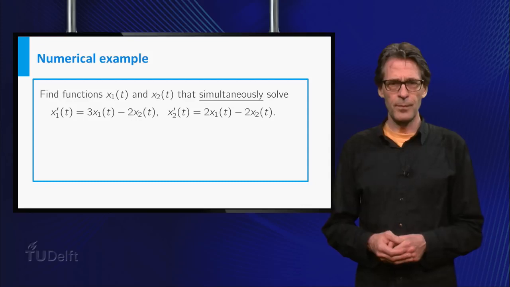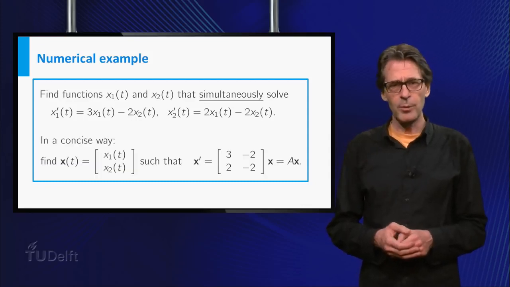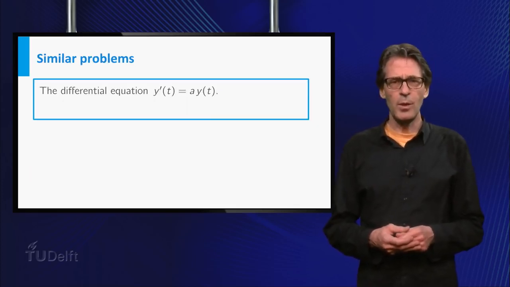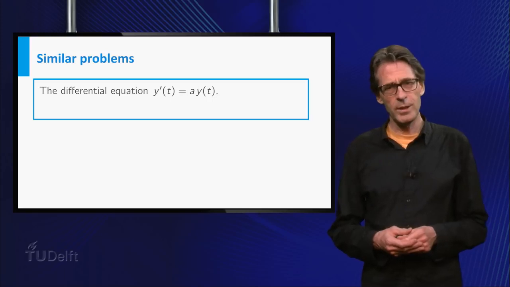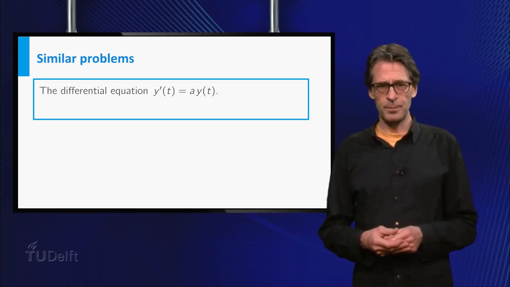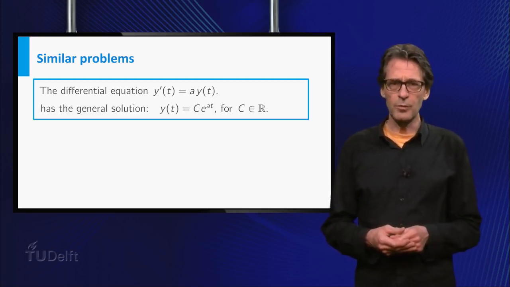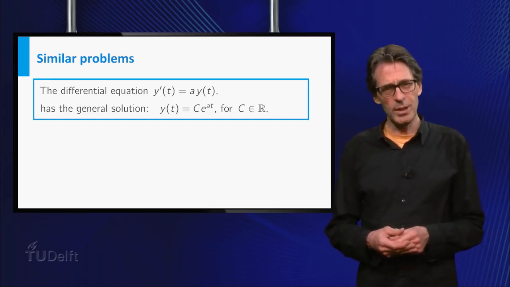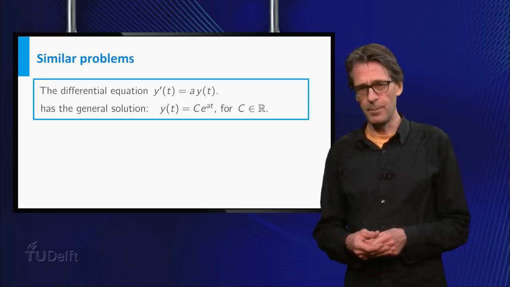and x2. As you can see, it can also be written in matrix form. Written in this form, it is very similar to the linear differential equation y prime equals a times y(t), where a is some constant. The general solution of this differential equation is given by y(t) equals c times e to the power a times t.